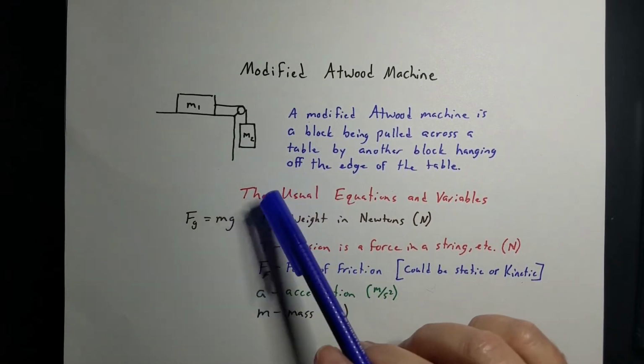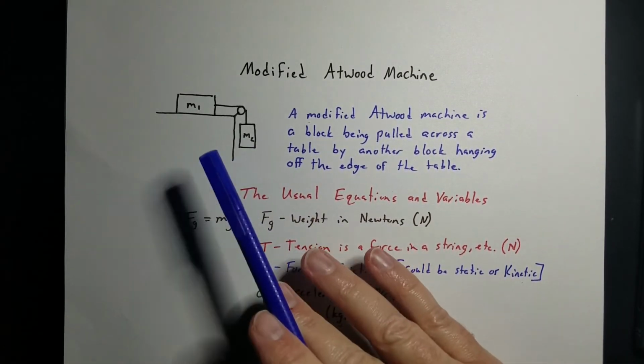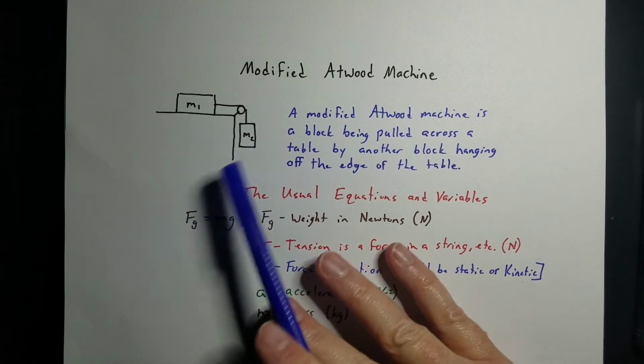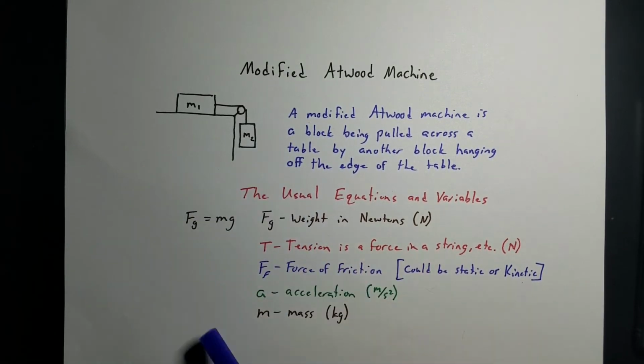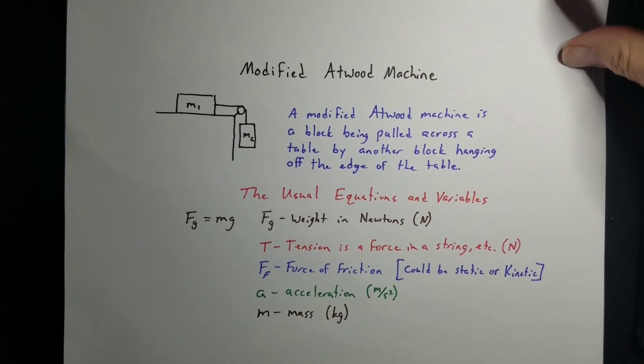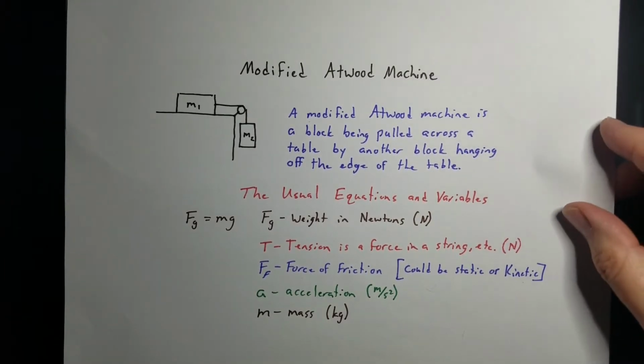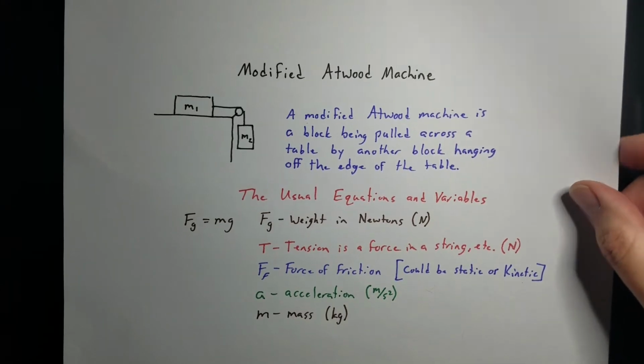And usually in this video, we're going to find acceleration. Maybe in another video, we'll find something else like friction or a mass. But today, mostly we're going to stick to finding acceleration. So, we'll be talking mostly about kinetic friction in that case. But let's start off with this one problem that's not really an Atwood machine, but looks like one.